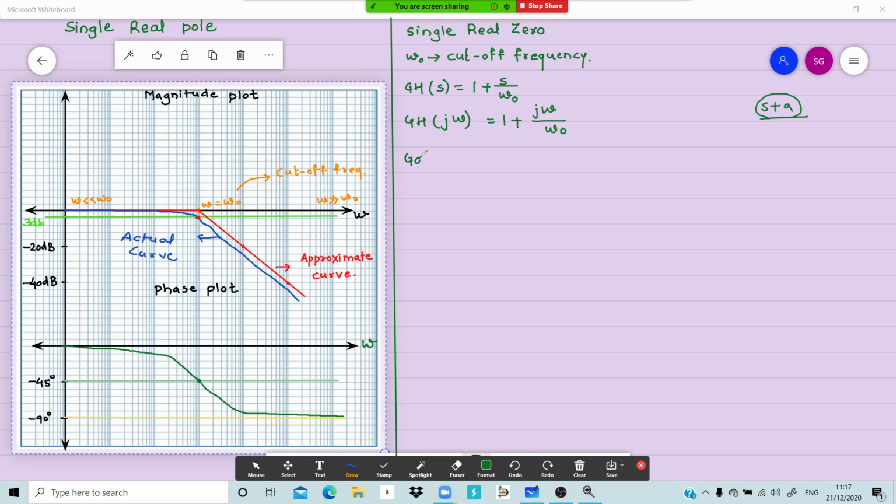So we'll try to get the gain for this. Gain, which we write as the magnitude of GH j omega, and as you are very well aware, it is going to be equal to the square root of 1 squared, that is 1, plus omega upon omega 0 bracket squared. So I can write it as 1 plus omega upon omega 0 whole squared, raised to the power half, I forgot to write the square, and raised to minus half. Clear? Correct.